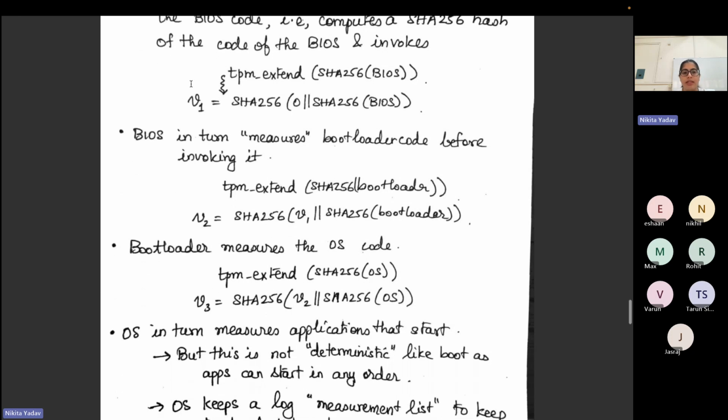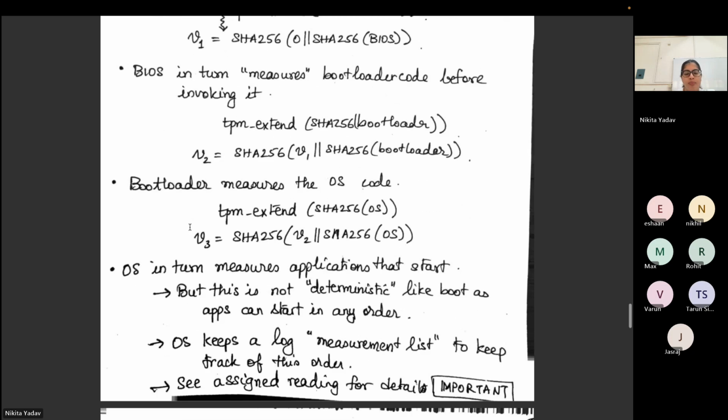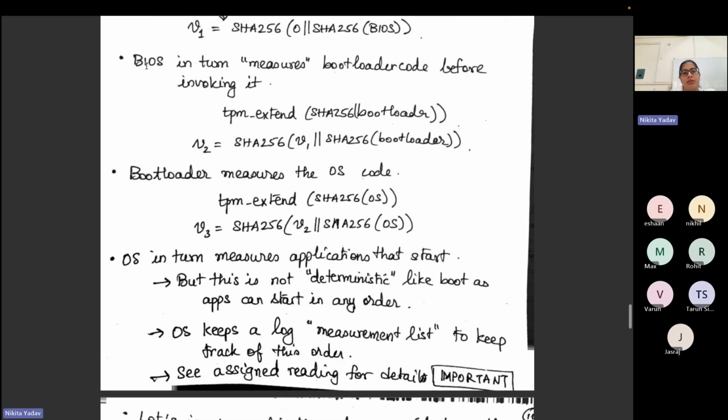Now the TPM has this value V1 in the PCR register, which it is going to concatenate with the SHA-256 of the bootloader. It computes a SHA-256 over this entire value, and let's say the output is V2. Now this output V2 is stored in the PCR. And then the BIOS starts the bootloader.